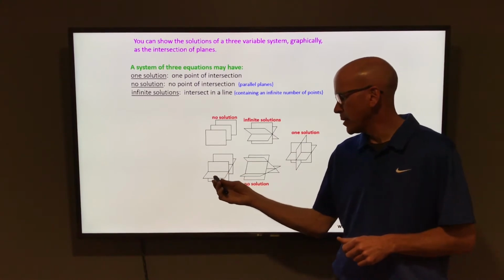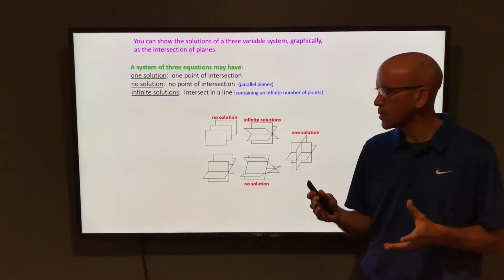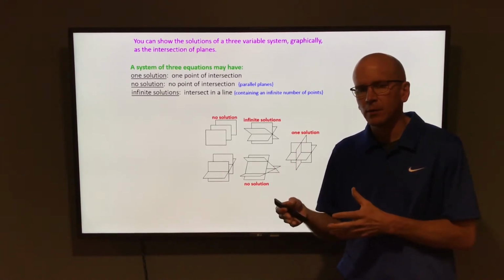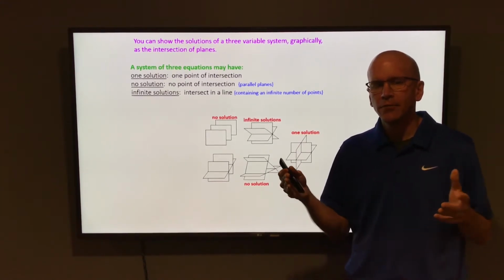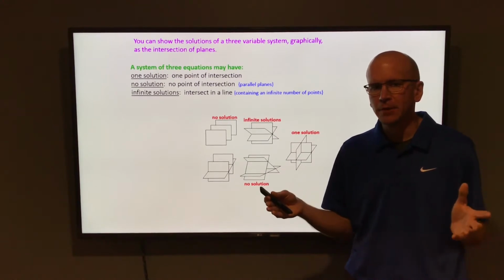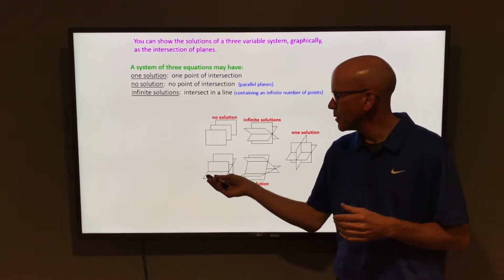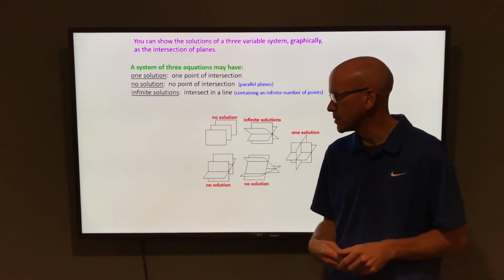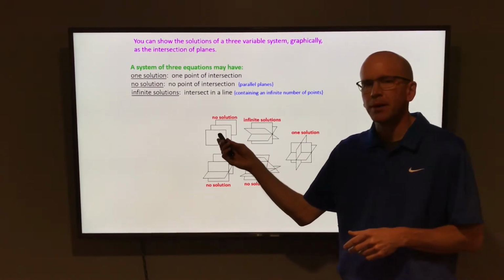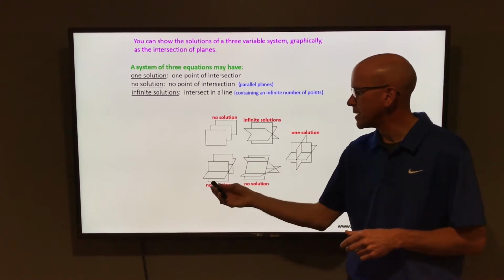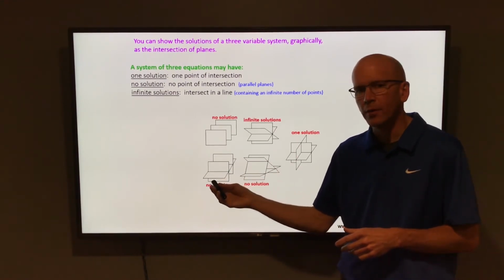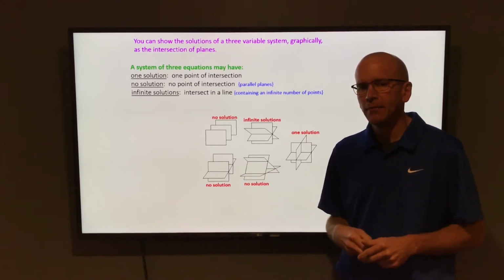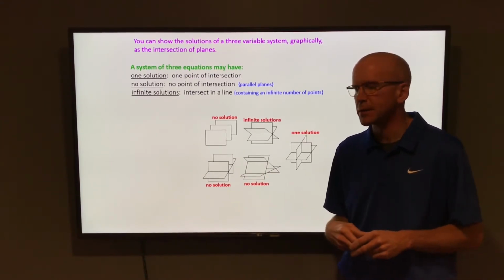Then another example here. Ask yourself, do these three planes come together at one point or one line? Because if they come together at one point, that's one solution. If they come together at one line, that's infinite solutions. But these do not all hook together in the same place. So that, again, is no solution. Just because it's no solution doesn't mean they're parallel. You could have three planes that do not hook together in one point or one line, and there's still no solution. There's no common point of intersection for all three of those planes together.